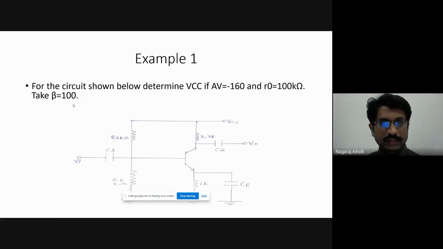So here, this is connected to ground. 5.6 kilo ohm, the other terminal is connected to ground. Here the emitter resistance 1 kilo ohm, the other terminal is connected to ground. Note down the circuit here.